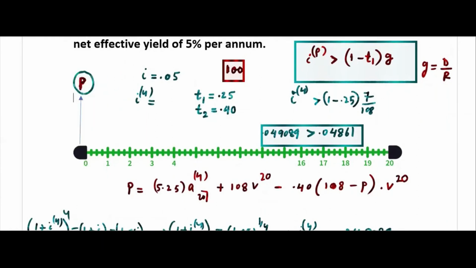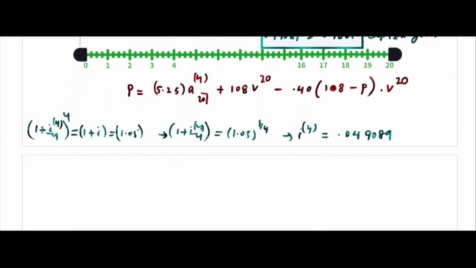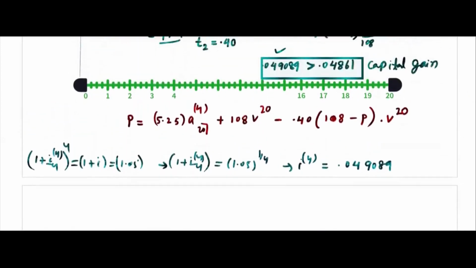So my I4 is 0.49089. Okay, this is I4. So you check that I is greater than this. If this is satisfied, then you can write there is a capital gain. Let me write there is a capital gain. We don't know what the capital gain is because we don't know P, but we know that there is a capital gain because this inequality is satisfied. So we'll proceed with this equation, whatever we have written here.